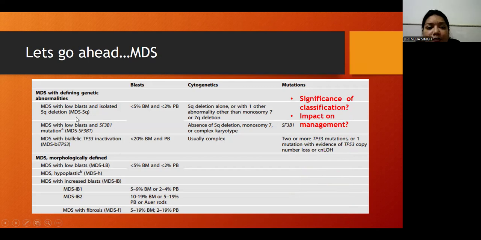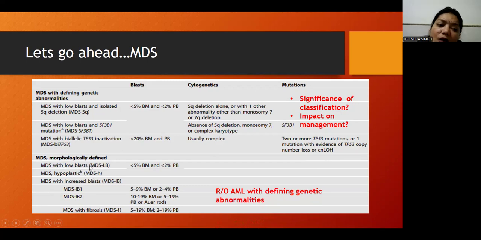Yes, there is a significance, because if your case is isolated 5q deletion is present, then your case will respond well to lenalidomide. If your case is associated with SF3B1 mutation, then luspatercept will work well in your case. If your case is biallelic TP53 mutated, this makes it a high risk and poor prognosis case, and the patient should be straight away taken for bone marrow transplant if eligible, and the bridging should be done with hypomethylating agents.